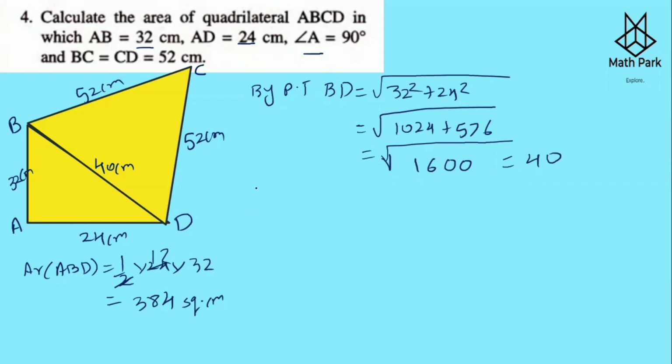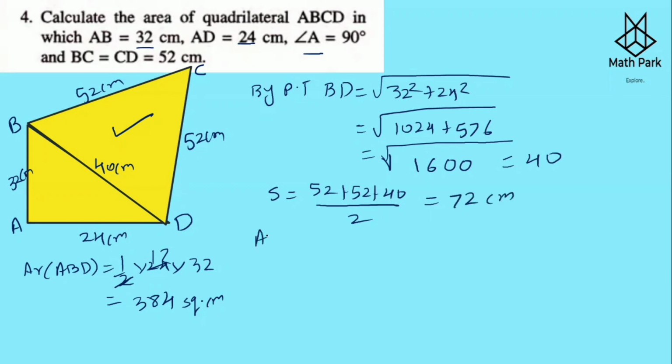Now for this triangle, we will use Heron's formula. So we'll find the semi-perimeter. S is equal to 52 plus 52 plus 40 upon 2. So 52 plus 52 is 104. 104 plus 40 is 144. 144 divided by 2 is 72 centimeter, which is the semi-perimeter.